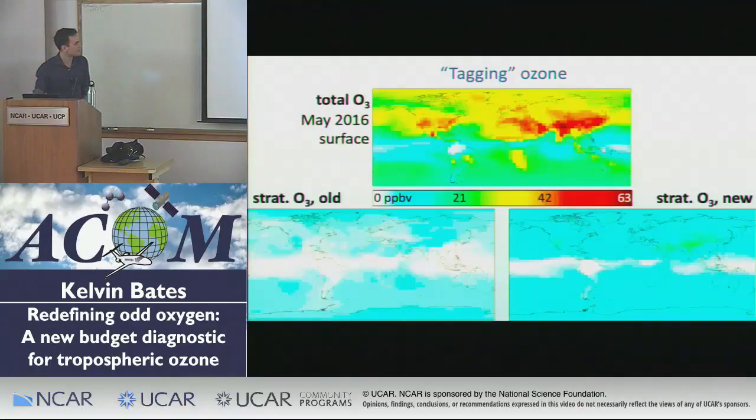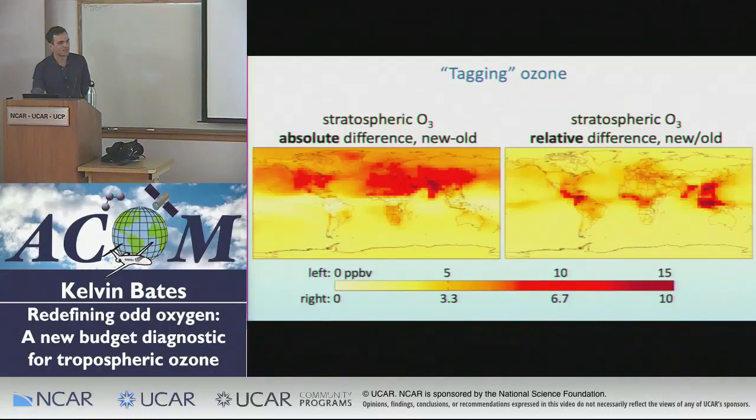And if we look at how that actually plays out, this is the total loading of ozone at the surface. I just picked 1 month out of a tagging simulation. May means larger contribution from the stratosphere in the northern hemisphere. But across the board, you can see that the fraction of ozone that is attributable to the stratosphere is increased. And if we look at that as a relative difference from the old to the new, well, here's the absolute difference, and that is the relative difference. You can see that the amount that is from the stratosphere increases most in the northern hemisphere.